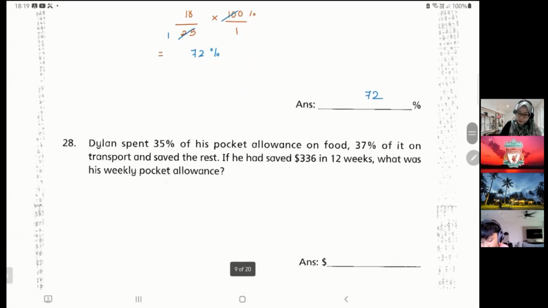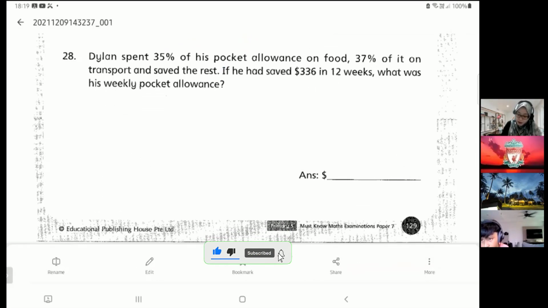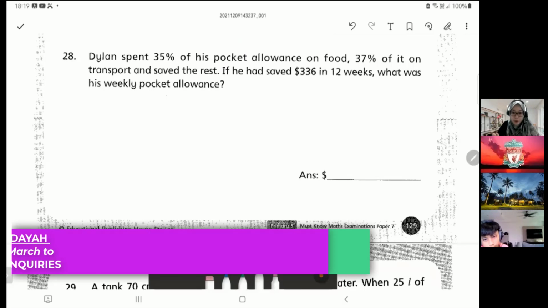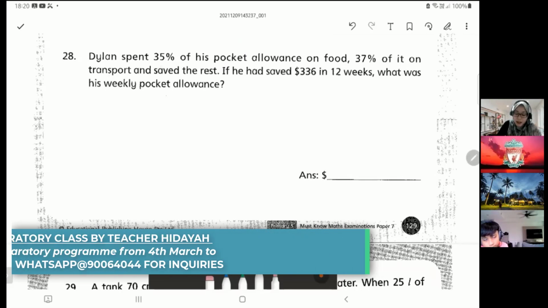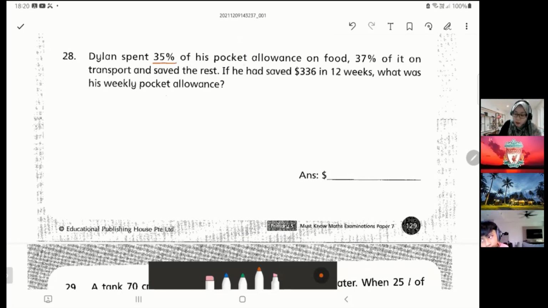Next. Okay, this one must listen properly. It's a problem sum. Even though it looks simple, it's still a problem sum, a simple one. Dylan spent 35% of his pocket allowance on food, 37% of it on transport, and then he saved the rest. So what is this 'it'? It is the pocket allowance still. I am talking about the same thing.